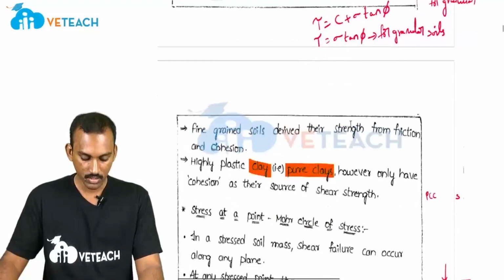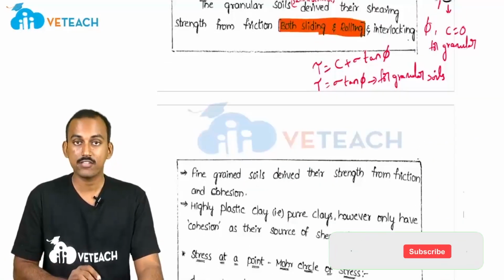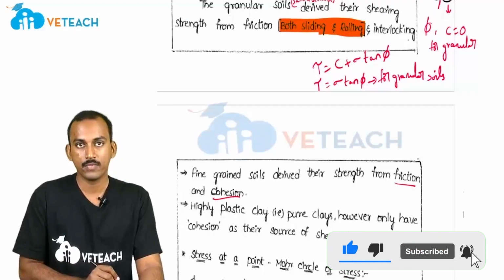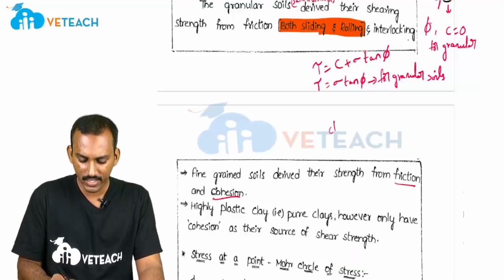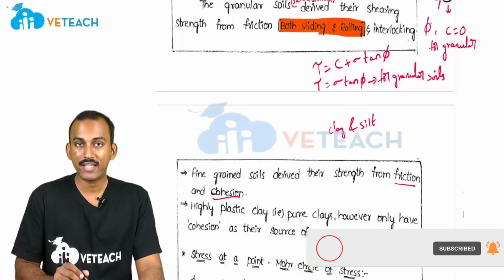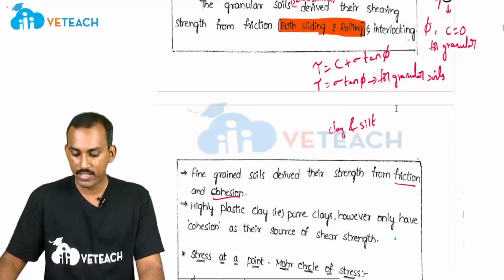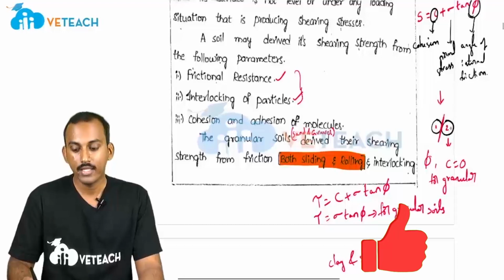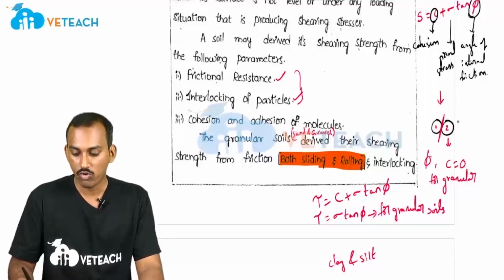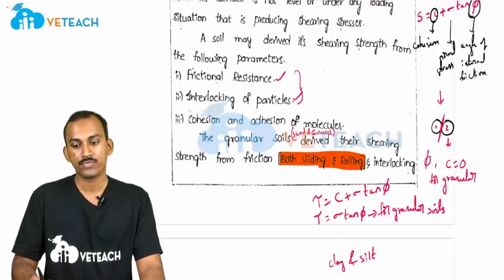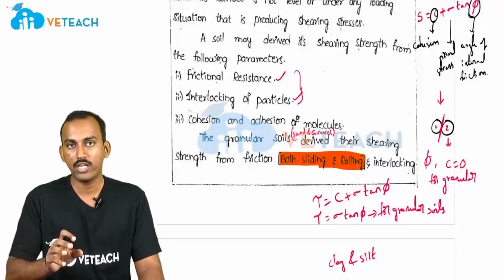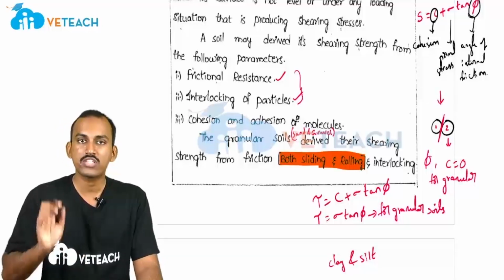So let's see the second one. Whereas in case of fine grained soils, they derive the shear strength from friction and cohesion. Fine grained soils means clay and silt. These soil particles are very small in size, whereas coarse grained soils have a relatively larger particle size, so obviously the contact area will also be more. The friction depends upon the contact area. If the contact area is more, more friction will develop. If the contact area is less, less friction will develop.